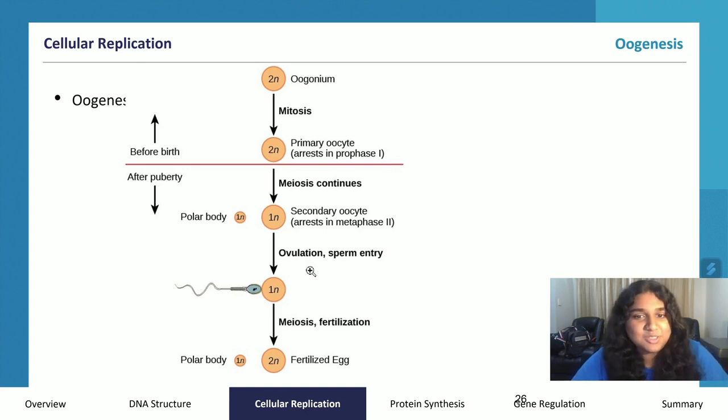Mitosis occurs before birth, then meiosis continues after, and you get a secondary oocyte and a polar body. After ovulation, sperm will start to enter the cell. It undergoes the second wave of meiosis, fertilizes, and you end up with a fertilized egg and a polar body.